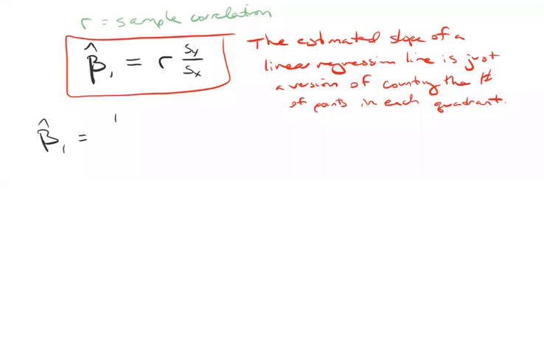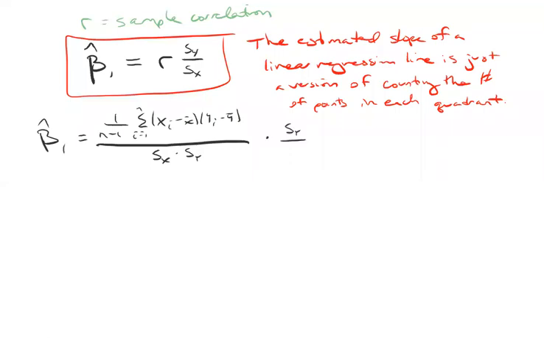So R was the sample covariance, so xi minus x bar, yi minus y bar, whole thing divided by the sample standard deviation of x times the sample standard deviation of y. That's R. And now I'm saying that beta 1 hat is equal to that times the standard deviation of y divided by the standard deviation of x. Okay. So I see some canceling that I can do here. It's always nice to have a little bit of cancellation.